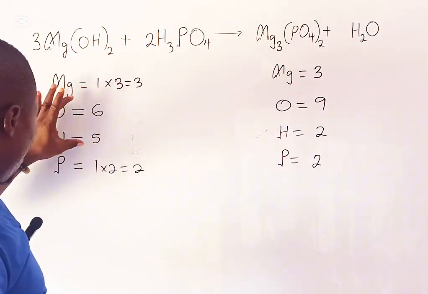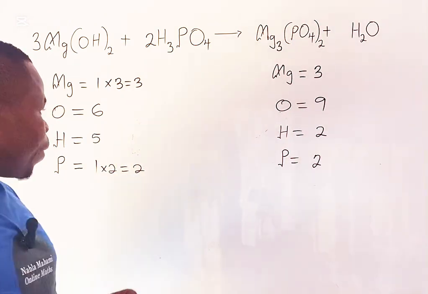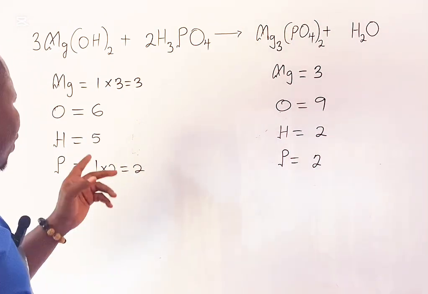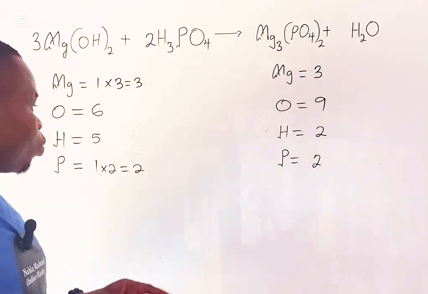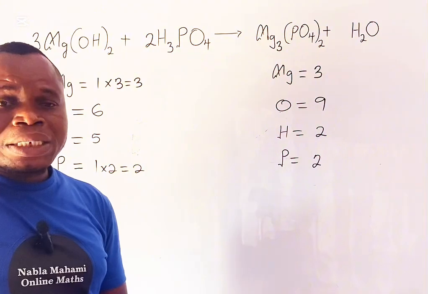Now O and H, so you can decide to balance any of these. But the easiest way is to check which of them is having the smallest value. You see that here is 6, this one is 5. So I have to balance H.